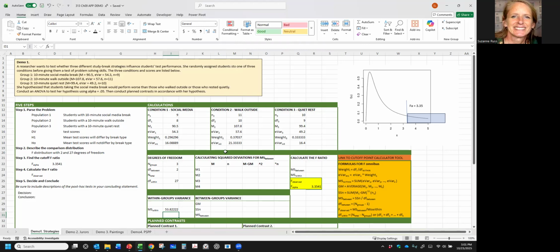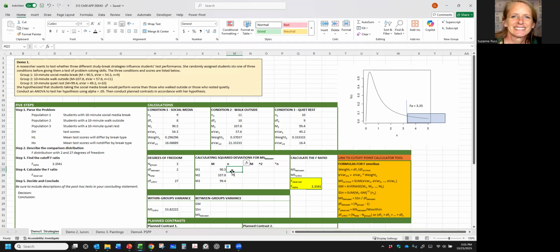We have 3 conditions in our example. Our next step is to calculate our between groups variance, and to do so, we have to calculate our squared deviations for MS between. To get our squared deviations, we only have 3 groups, so I'm going to get rid of that M4. Let's go ahead and copy the means out for each of these conditions. So mean 1 is right here. Let's pull it down where we can use it. Mean 2 is right here. And mean 3 is right here. So now our means are ready.